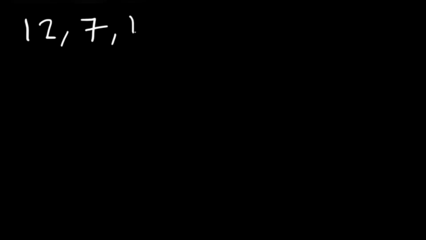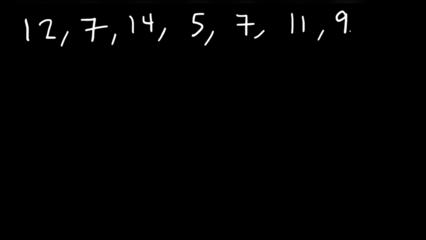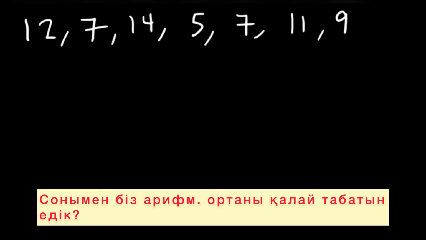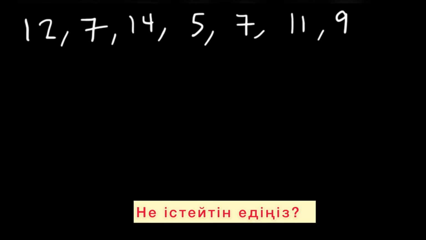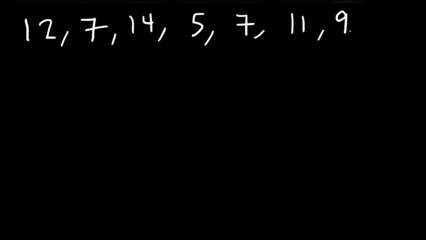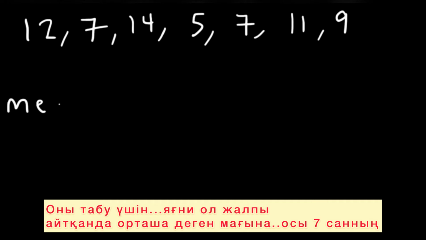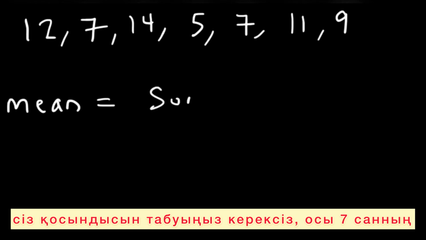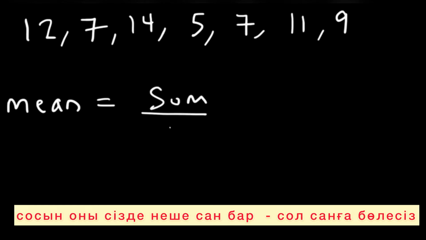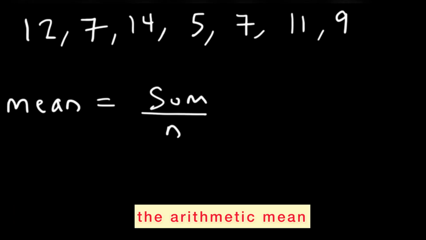So let's begin. Let's say if we have the numbers 12, 7, 14, 5, 7, 11, and 9. So how can we calculate the mean of this data set? What would you do to find it? To find the mean, which is basically the average of the 7 numbers, you need to take the sum of the 7 numbers and divide it by the numbers that you have, which is 7. And so that's how you can calculate the average, or the arithmetic mean.